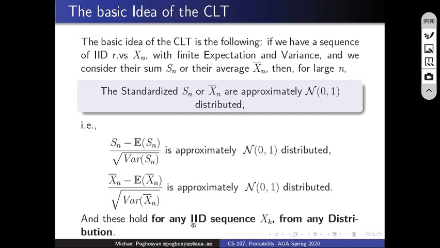And this holds for any IID sequence Xk coming from any distribution. The distribution behind Xk is not important. What is important is that Xk have finite expectation and variance. So if we are adding those random variables Xk and standardizing, we will have a normal distribution. In fact, Sn will be almost normal with some mean and variance, and Xn bar will be almost normal for large n with some mean and variance. We will talk about that interpretation later.